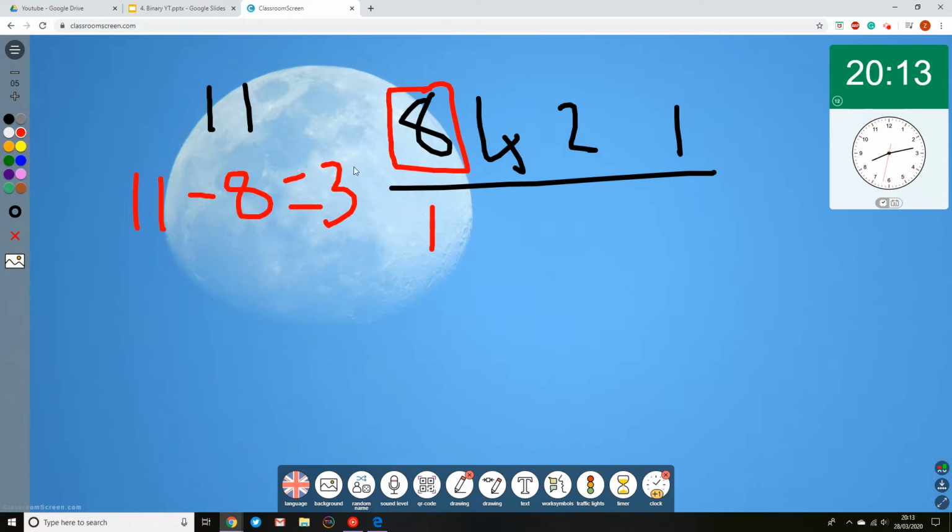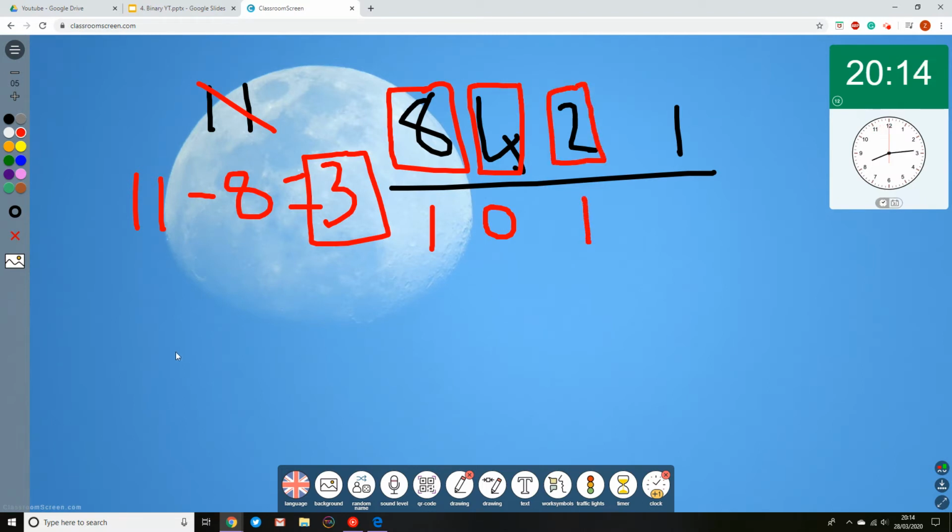Once we've got that, our number now is 3, not 11 anymore. So how many 4s fit into 3? None. Perfect. 4 does not fit into 3, does it? So we put a 0 there. We've still got 3. How many 2s fit into 3? 1. Perfect. So you put a 1 here. 3 take away 2 is 1. Perfect. So now we're left with the number 1.